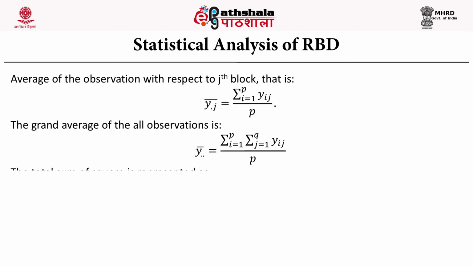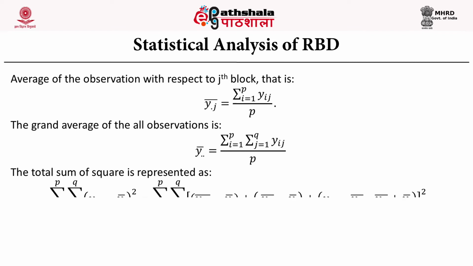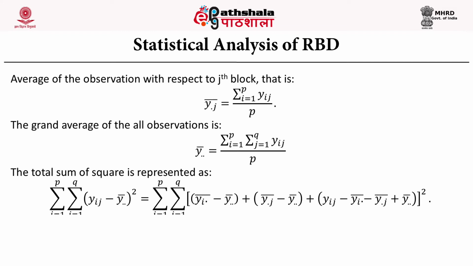The total sum of squares is represented as the double summation of (y_ij minus y double dot bar) whole square, where the summation is over i and j, where i varies from 1 to p and j varies from 1 to q. After adding and subtracting the terms y_i dot and y dot j, we have the expression as given here: (y_i dot bar minus y double dot bar) plus (y dot j bar minus y double dot bar) plus (y_ij minus y_i dot bar minus y dot j bar plus y double dot bar), whole square.